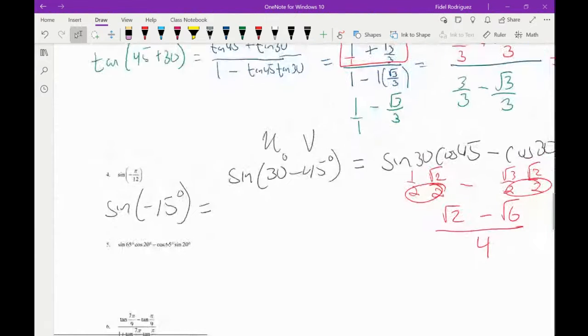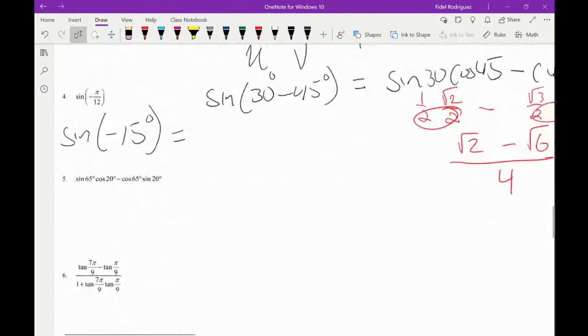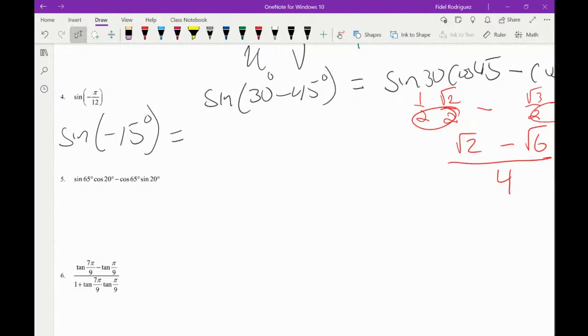Okay. So guys, let's take a look at number 5 and how it's written. It says sine of 65 cosine 20 minus cosine 65 sine 20. So first thing I'm going to do here, y'all, I'm going to think of this as my u and this is my v. So look what we have. We have the sine of u, cosine of v, minus the cosine of u and the sine of v, right?